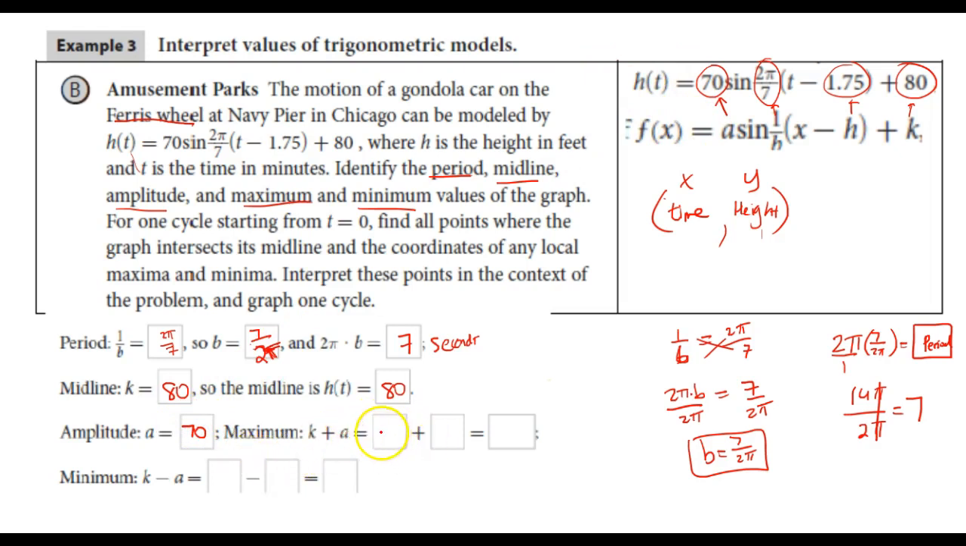So we're going to find our max value, which is going to be our K value of 80 plus that 70. And our minimum value is going to be that 80 minus that 70. So let's go ahead and work that out. 80 plus 70, and 80 take away 70. That means it's going to go as high as 150 and as low as 10, because we're not going below the land or the water this time. We're going to be above, but it's going to be either a low point of 10 feet or a high point of 150 feet. Alright, not too bad.